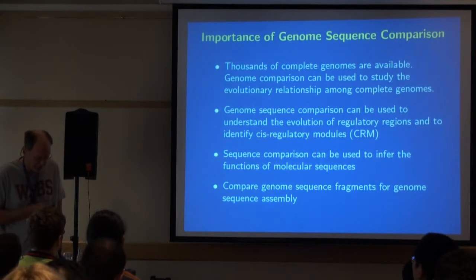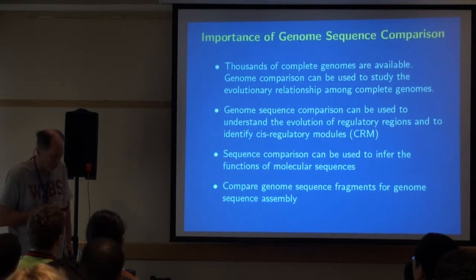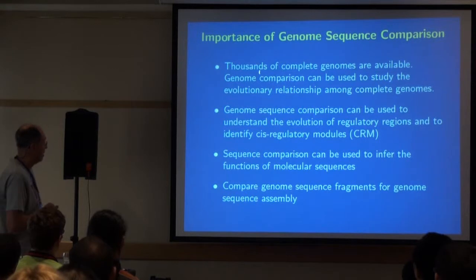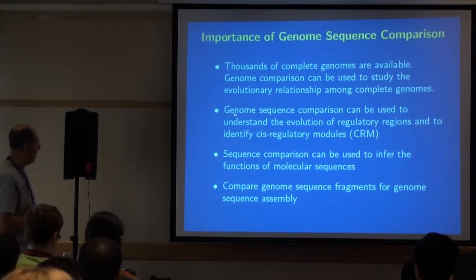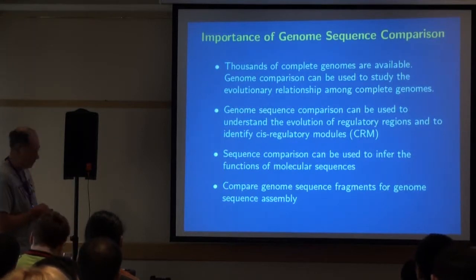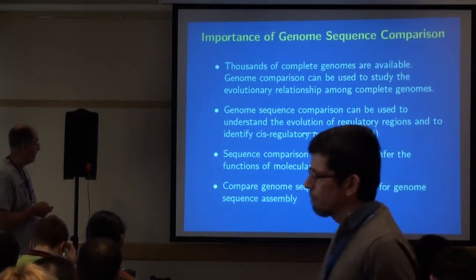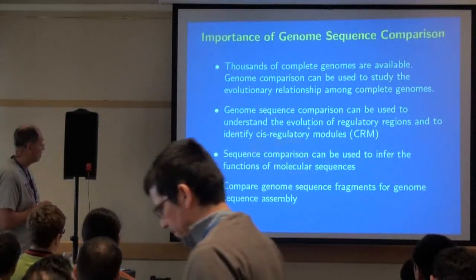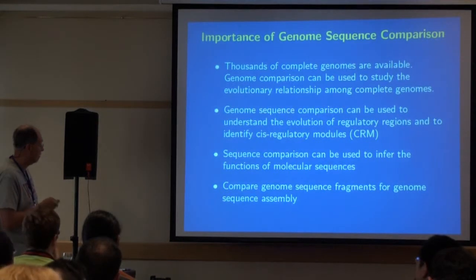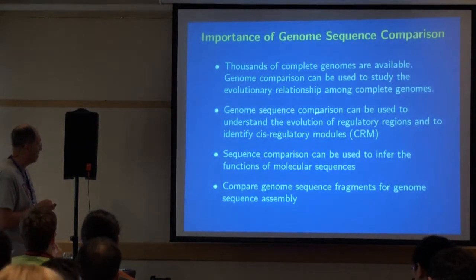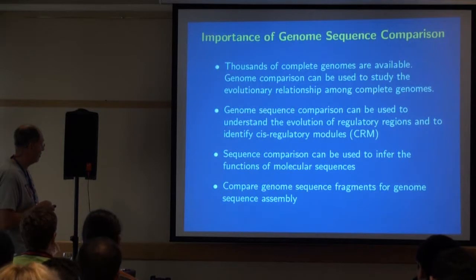There's probably no need to say genome sequence comparison is an important problem with all the data coming out. There are thousands and thousands of complete genomes, a huge amount of next generation sequencing data, and comparisons of the sort I'm talking about here can potentially be used in detecting patterns in regulatory regions. CRMs are very, very popular to study.